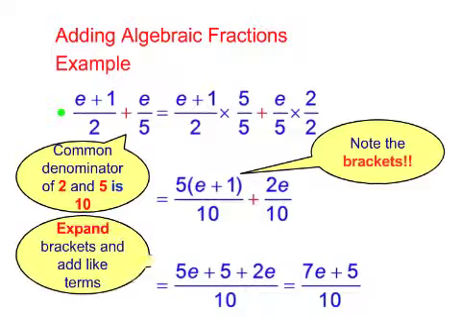plus 2e over 10. Once we expand the brackets, we get 5e plus 5 plus 2e. That gives us 7e plus 5. Notice I'm adding the like terms together, and there are two different terms here, an e term and a number, which is 5.